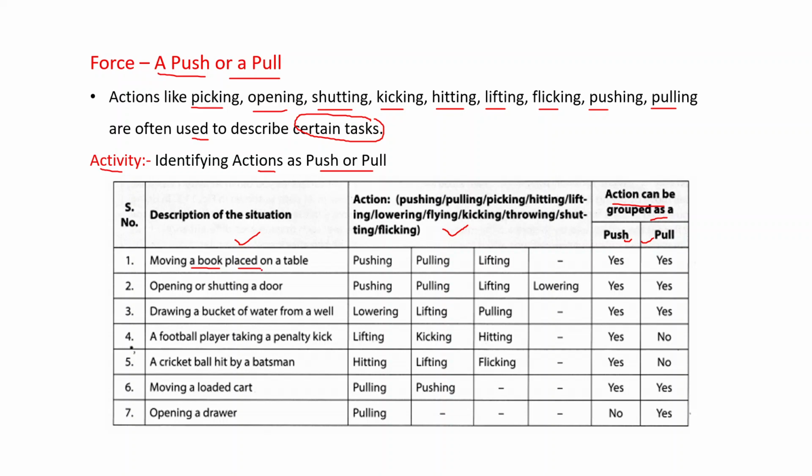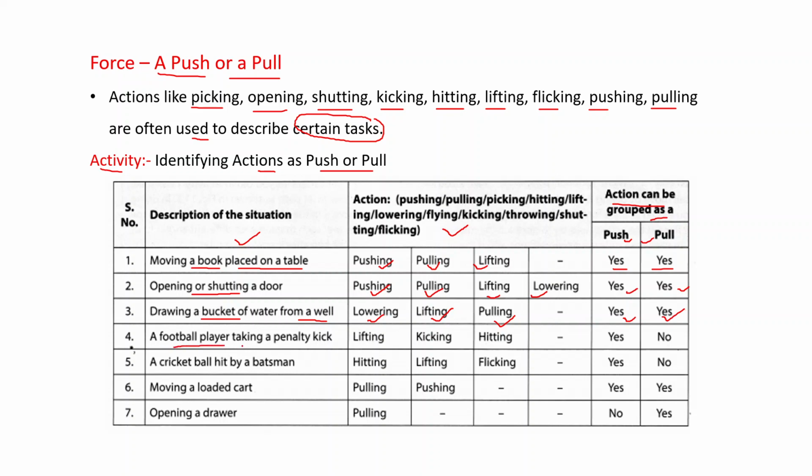Moving a book placed on a table. A book can be moved by pushing, pulling or lifting, and these actions can be grouped as push and pull. Opening or shutting a door. Actions: pushing, pulling, lifting, lowering, and these actions again are grouped as push and pull. Drawing a bucket of water from a well. Actions are lowering, lifting, pulling, and again these actions can be grouped as push and pull.